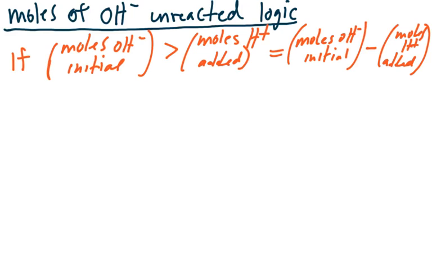So if this is not true, right? We say if this is true, then this, else equals 0. Right? Because if the moles of OH minus that you initially had is less than the moles of H plus added, then the moles of OH minus unreacted is 0. There isn't any left.